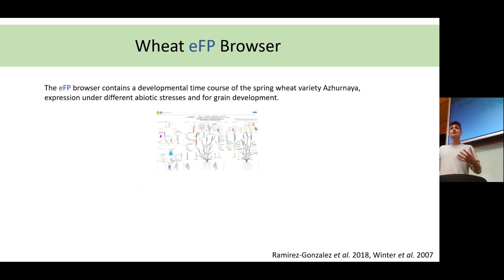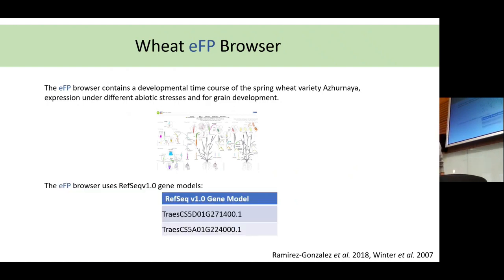This is a bit more specific. You're looking at a developmental time course, as well as apoptotic stresses and grain development. So it's more of a pictographic representation of the expression in these. This uses the RefSeq version 1 gene models and none of the later ones. And we're using these 2 genes here as example outputs through the top.